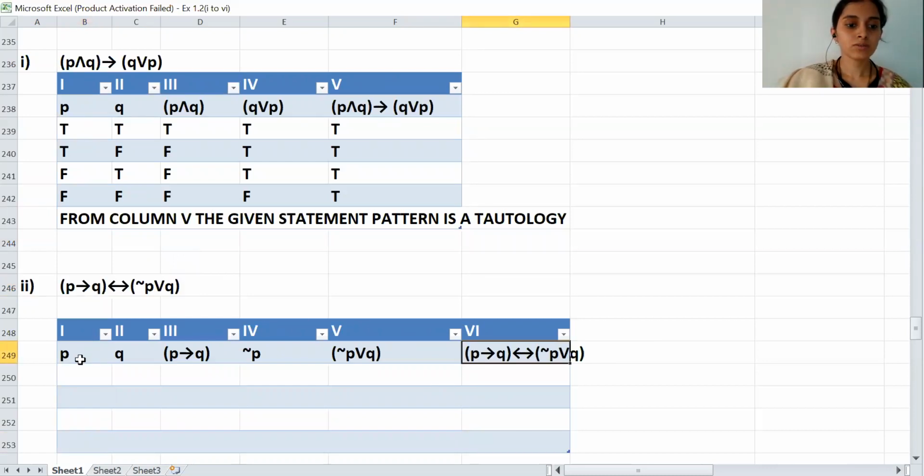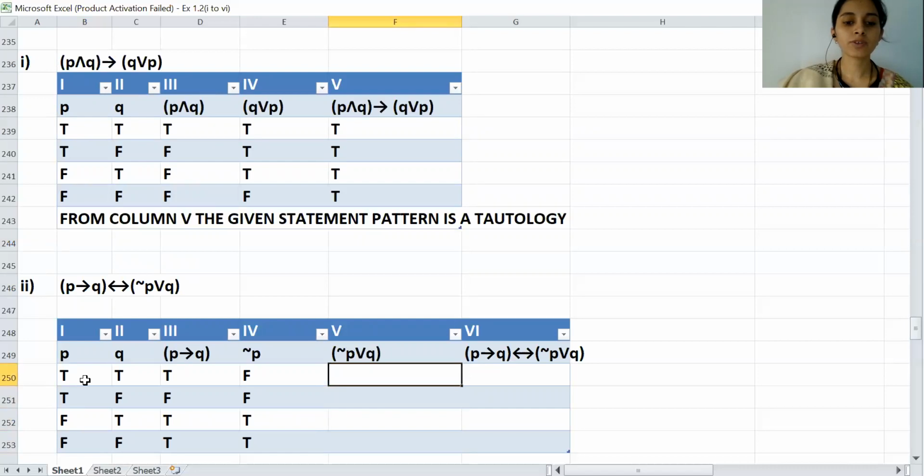Okay, so let us begin this now. This will be true, true, false, and false, because we just have two statements. What is P implies Q? True. True implies false is false. F implies true is true, and F implies F is true. Negation P means negating the first column. So false, false, true, and true.